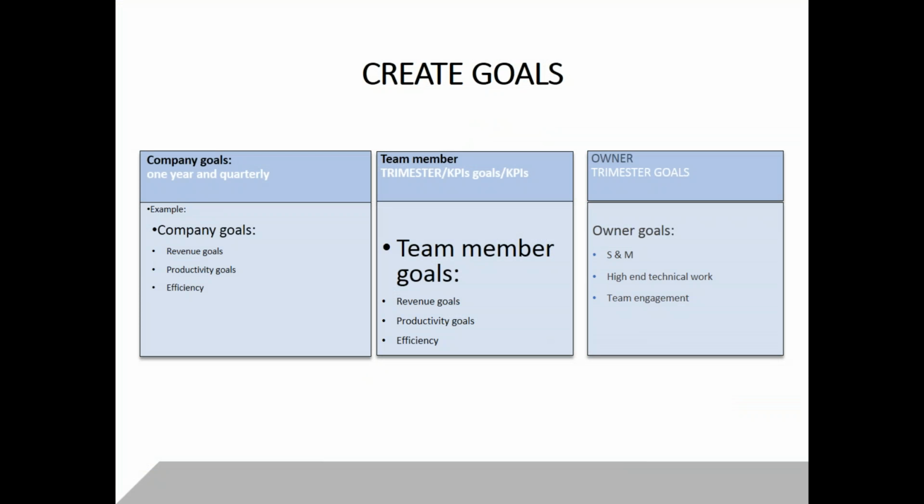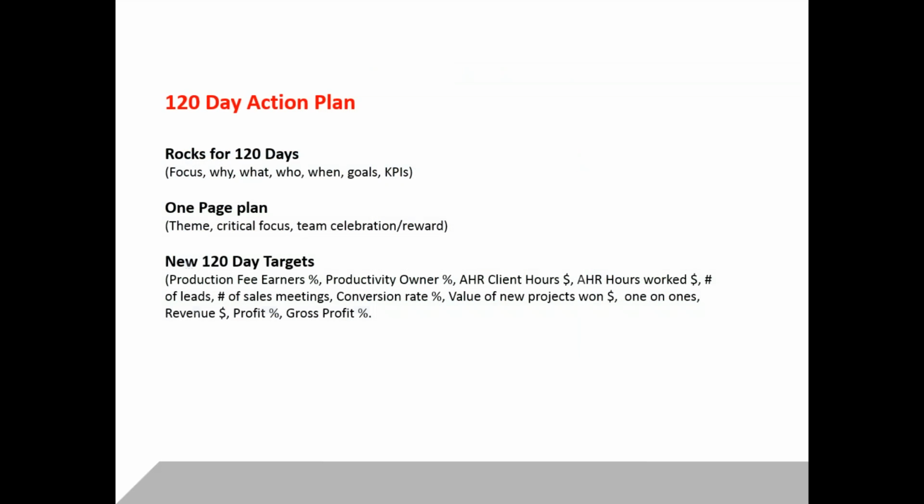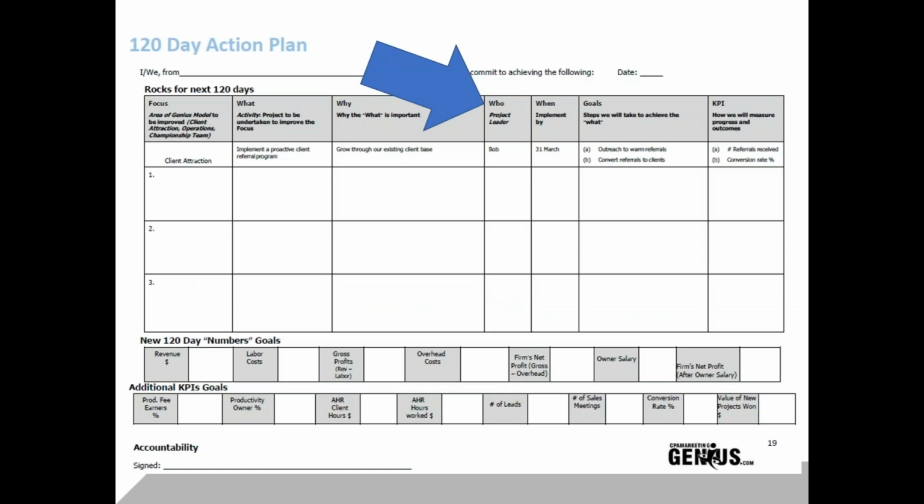So for your 1-year goal, you've got your company goal, which then translates to your employee goal, right? The company won't reach its goals if the employees are not contributing towards the company reaching its goals. So you've got team member goals. And that's what the 120-day plan is, which is right here, right? What are the rocks? What are the big goals for a trimester? And one of the things is who is helping you achieve those rocks.